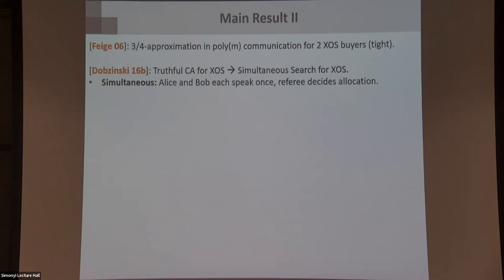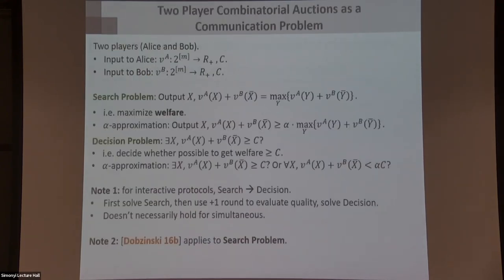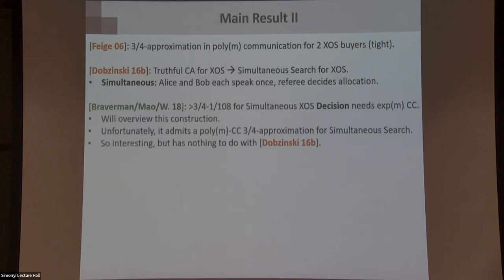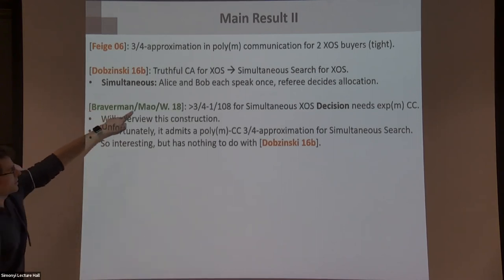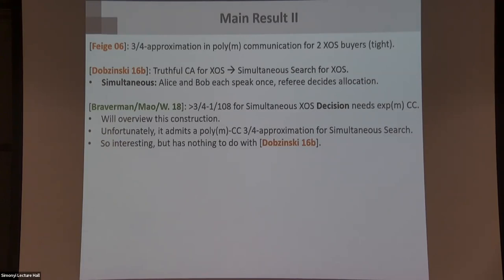Maybe it gives at least some hint of why something interesting must be going on. So this is a result of yours and Mark's. Yes, so for the decision problem, this is Mark, and this is, I don't know if anyone knew Jieming Mao, he was a student here with Mark who's now at Google. And this was studying the decision problem.